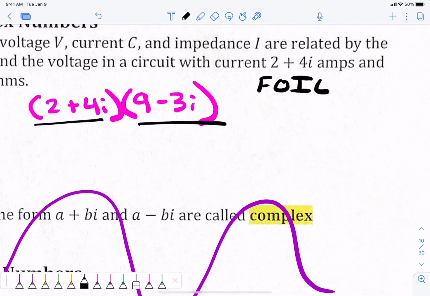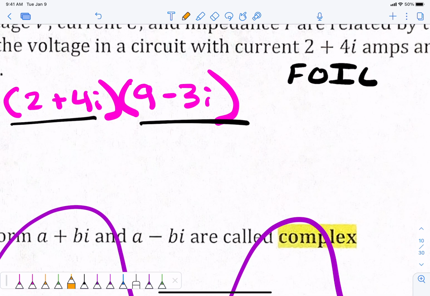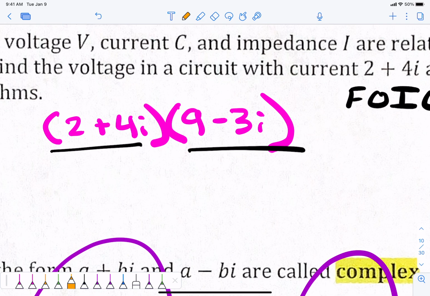Yeah, F-O-I-L, whoever said that. That was Gabe. Thank you, Gabe. FOIL, F-O-I-L. You weren't here for FOIL, so listen. So you take the 2 times the 9 first, which is 18.